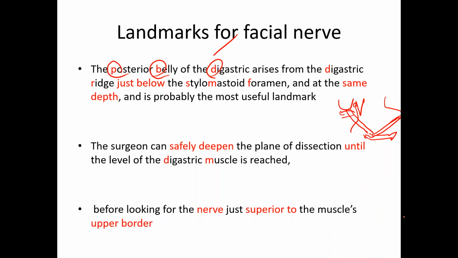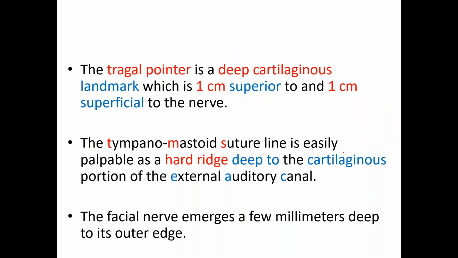Next, you go forward, so you can go till the level of the digastric muscle. You can find the nerve just superior to the muscle's upper border. If this is the posterior belly of digastric, you can find the nerve over here at the upper border. You can see the nerve.